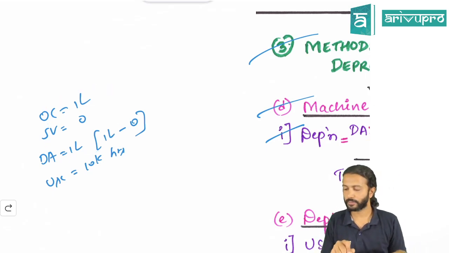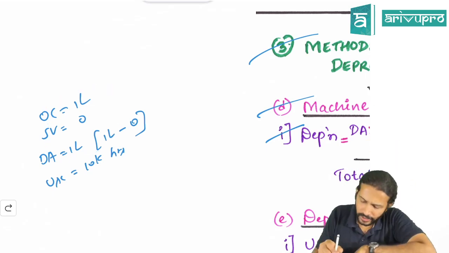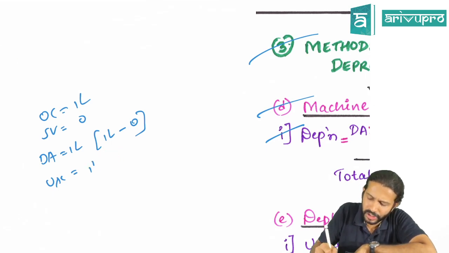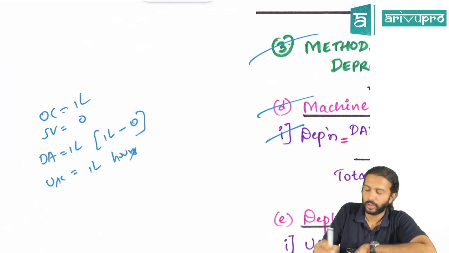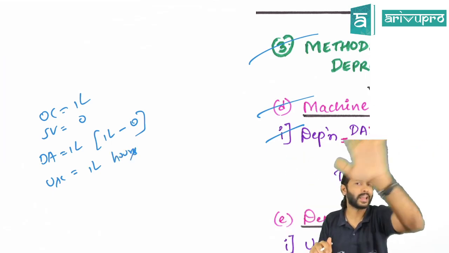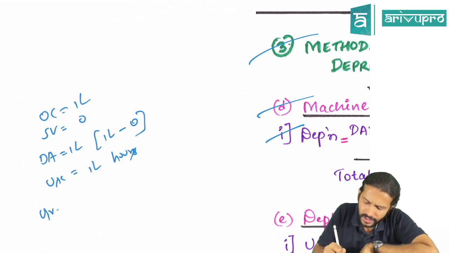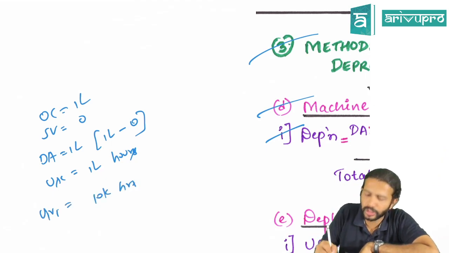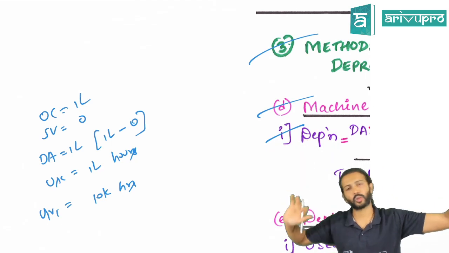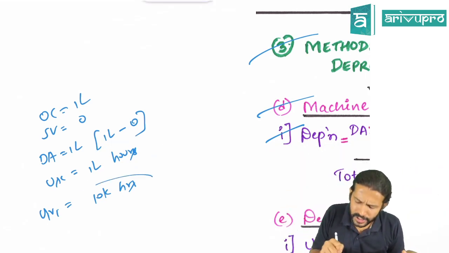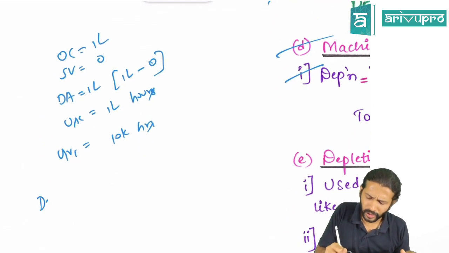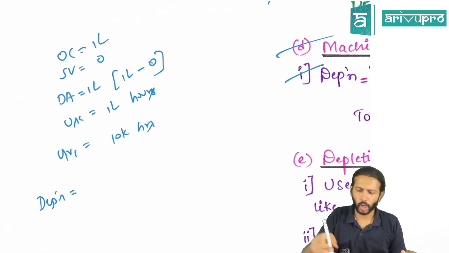The company feels they will use the machinery for 1 lakh hours in total, throughout. They're going to use it for 1 lakh hours. For the first year, they only used 10,000 hours. Totally they feel throughout the useful life of the asset, they will use it for 1 lakh hours. First year they used only 10,000 hours. Can you tell me how much is depreciation? Logically, without even using the formula, can you tell me?